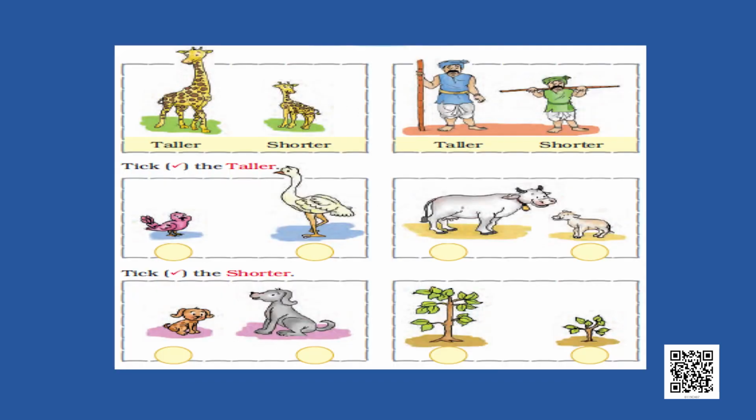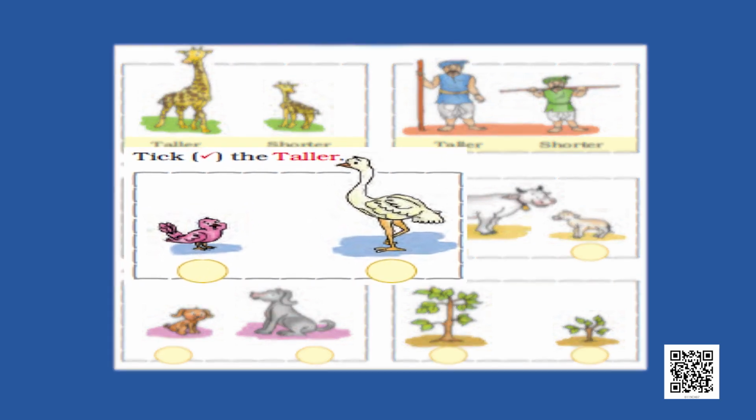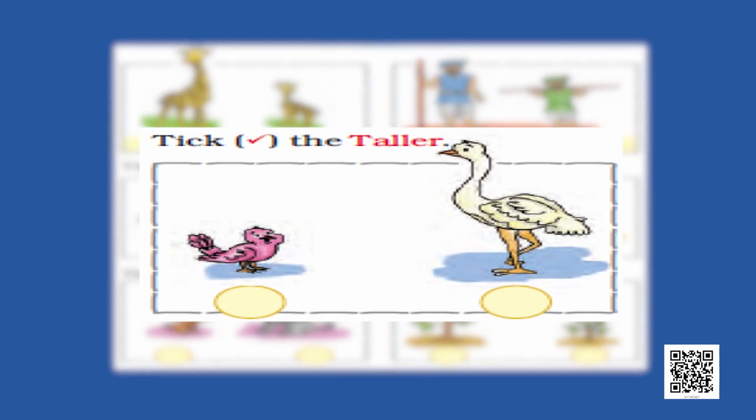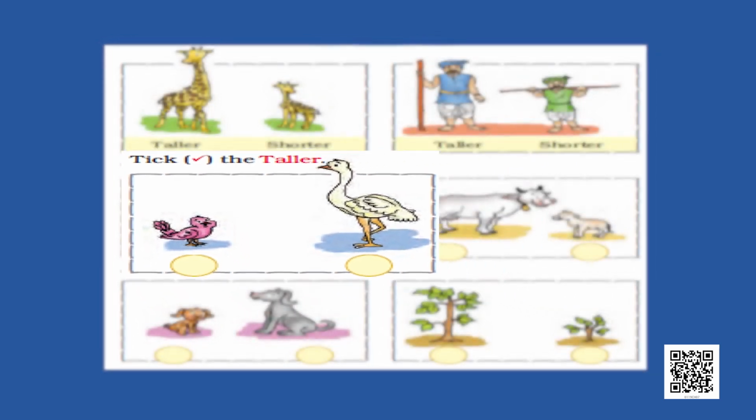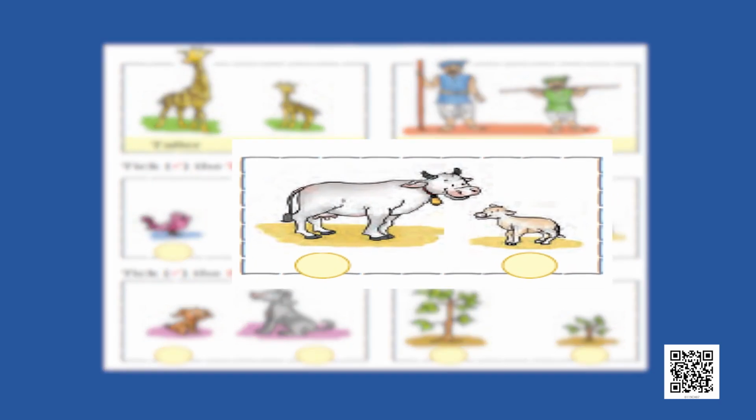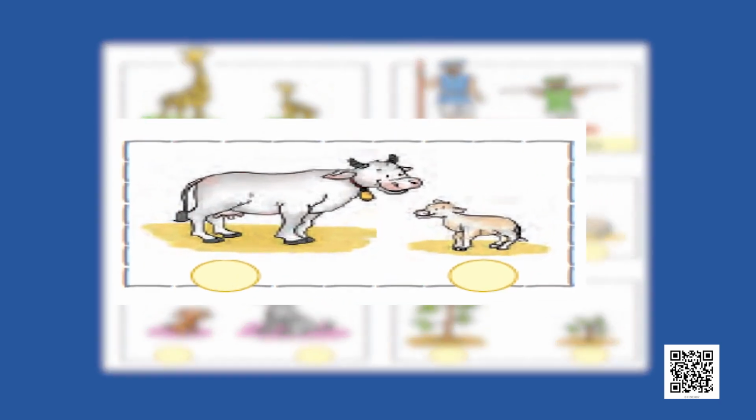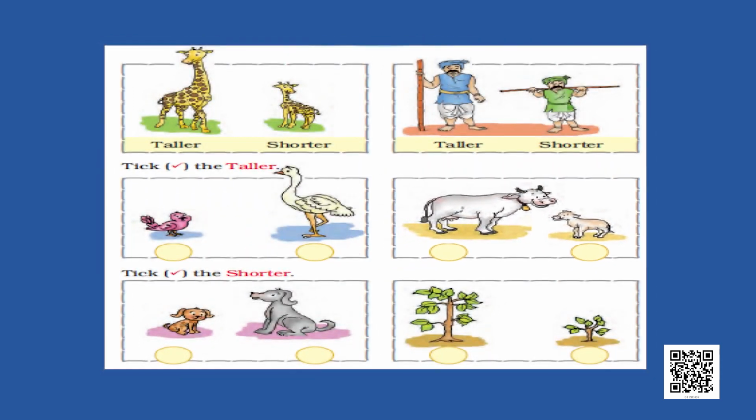There are many such objects which you can see. These two birds you can see. Which is taller and which is shorter? Yes, try to find and tell why. Why do you say this is taller and this is shorter? These two animals are there. So, see these two animals and tell which is taller and which is shorter.